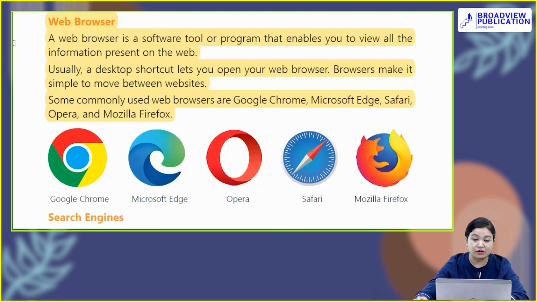Now, web browser. A web browser is a software tool or program that enables you to view all the information present on the web. Usually, a desktop shortcut lets you open your web browser. Browsers make it simple to move between websites. Some commonly used web browsers are Google Chrome, Microsoft Edge, Safari, Opera, and Mozilla Firefox. A web browser helps you search anything on the internet.